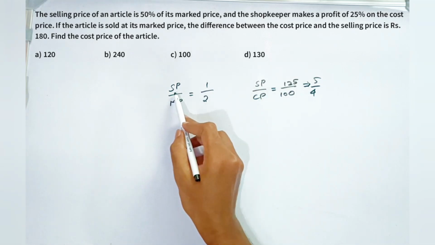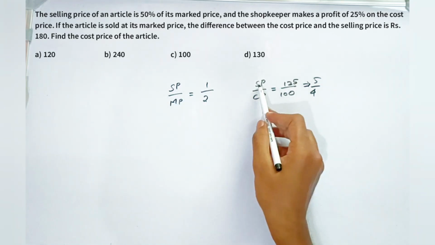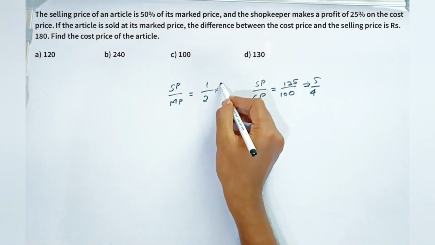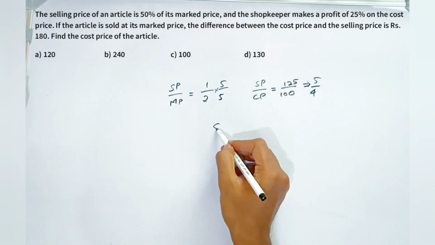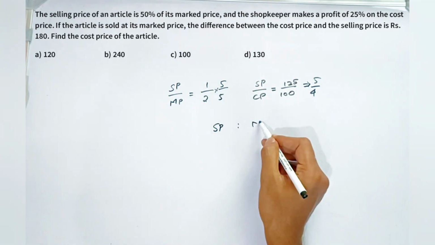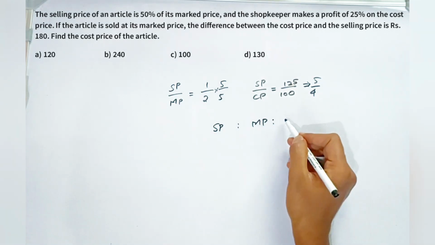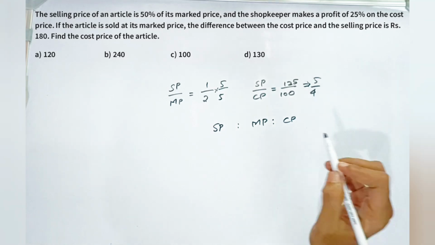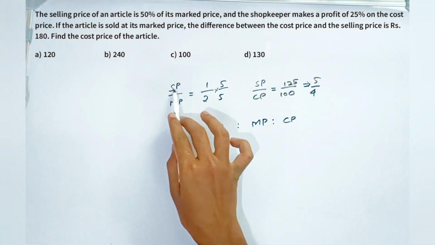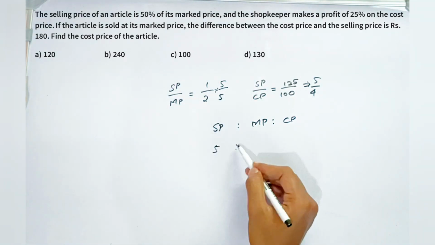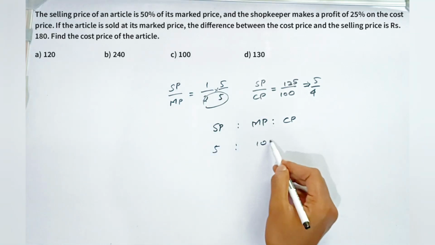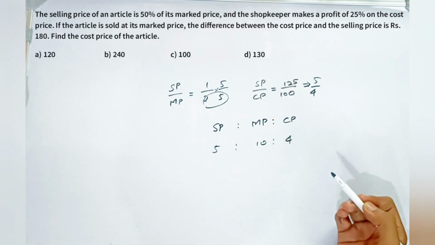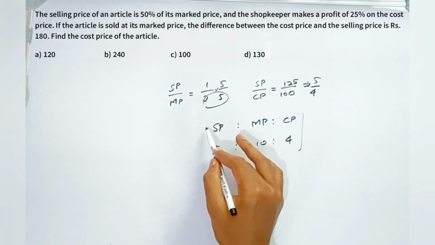In this, we can make the selling price common. For that we have to multiply by 5, so that the selling price, market price, and cost price are in one ratio. So the selling price is nothing but 5, the market price is nothing but 10, and the cost price is 4. And we got the ratio. Let's go to the question.